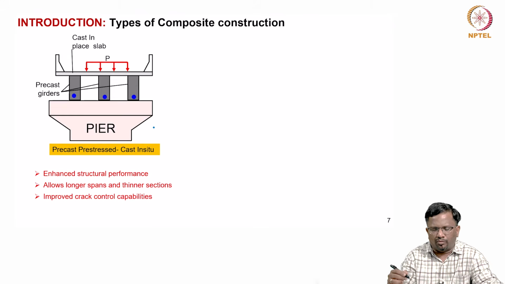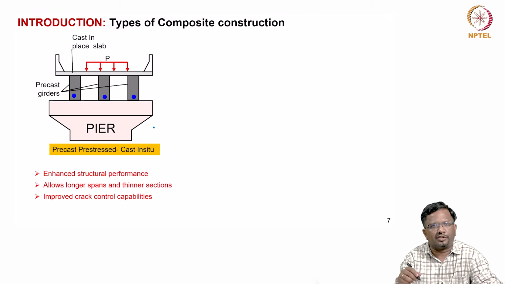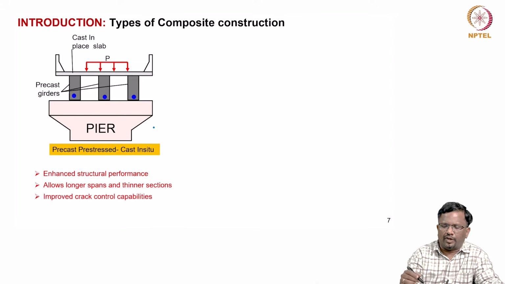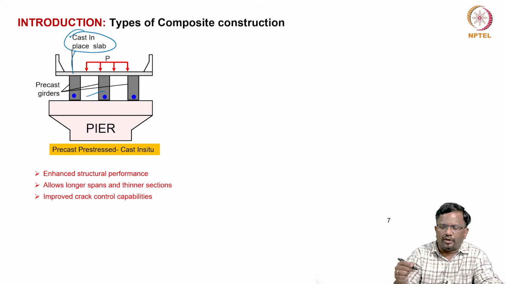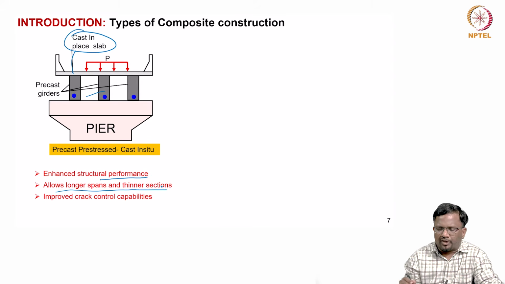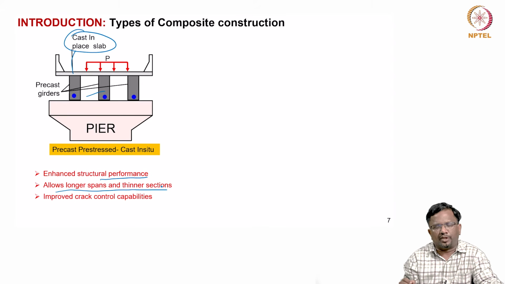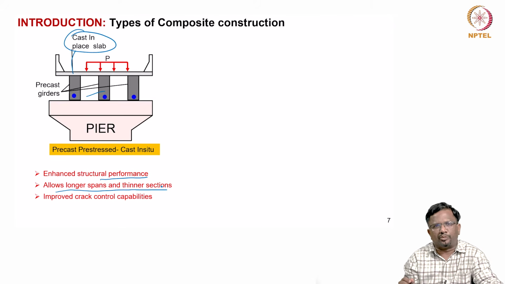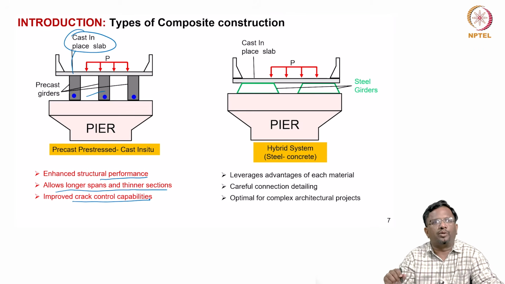So, we can combine precast and pre-stressed elements along with cast in place slab, as we have explained before. We have again precast girder, and this is your cast in place slab. So, we have talked about that, and this is a one. So, it is going to give me enhanced structural performance. It can allow for longer spans and thinner sections because we are doing it in the factory. Again, precast elements can be designed as a type 1 element or type 2 element with improved crack control capabilities. Another option is I can also combine steel girders along with cast in place.